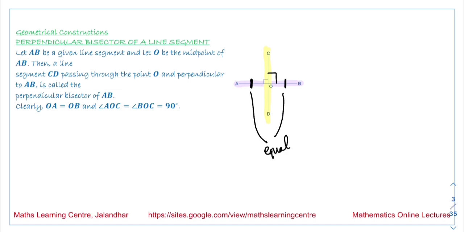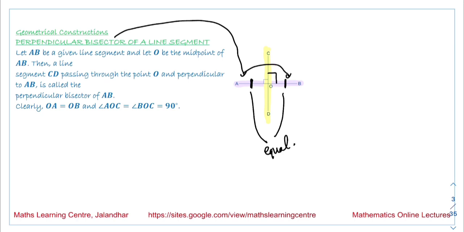That is, this line CD is dividing the line AB into two equal parts, and this line CD is perpendicular to AB. So that is called the perpendicular bisector. Bisector basically means that it is bisecting it into two equal parts.